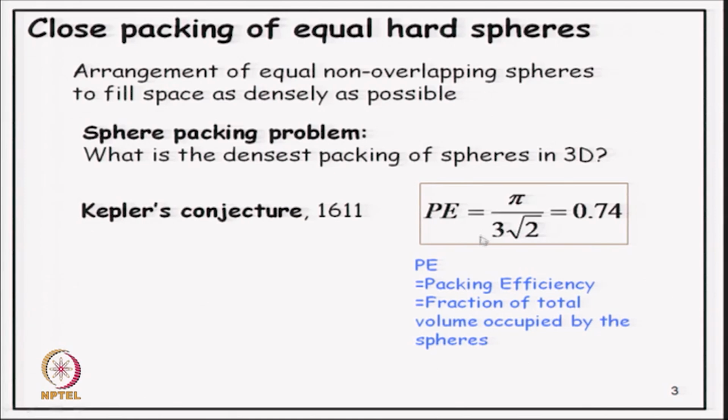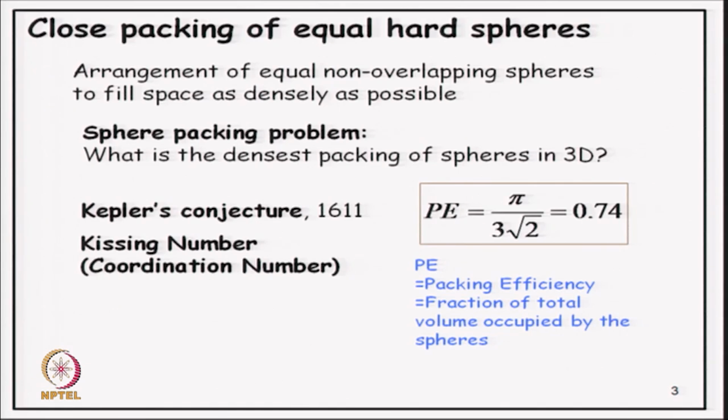The packing efficiency is defined as the fraction of the volume occupied by spheres out of the total volume. So, the number given here, 0.74, is 74%. In Kepler's conjecture, the spheres occupy 74% of the total volume available, and this is the highest possible packing efficiency one can achieve. That is Kepler's conjecture.